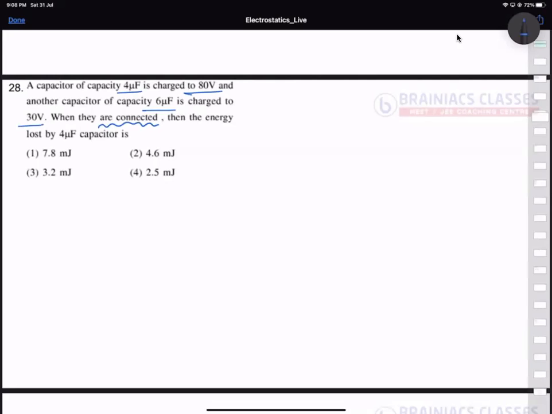Okay, so 4 microfarad connected to 80 volt. What is the energy in the 4 microfarad capacitor? So we can write, energy in the 4 microfarad capacitor is equal to, how will we find the energy? Half CV square. This is the energy of the capacitor, and this much energy is stored in the capacitor. Now we'll substitute the values.